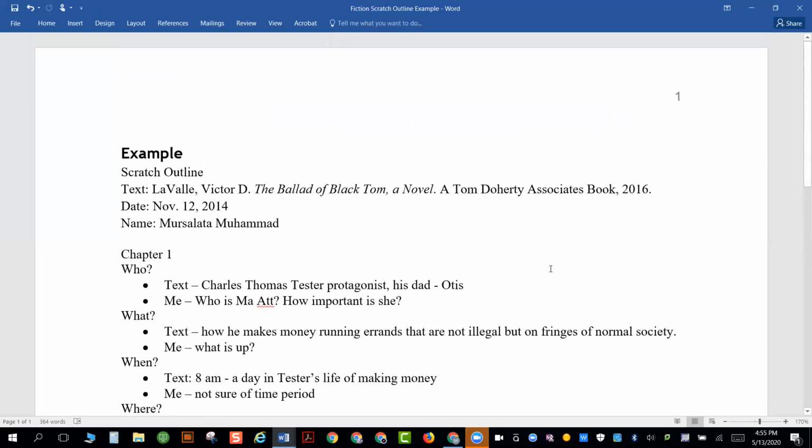And so that is my introduction for how you might use and adapt this scratch outline and these questions to help build information that you can go back to and think about what you want to talk about, possible topics and subjects.